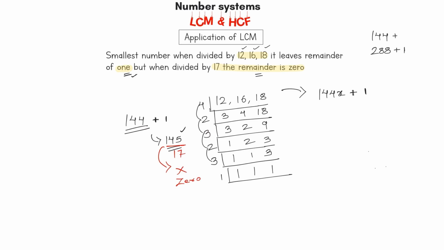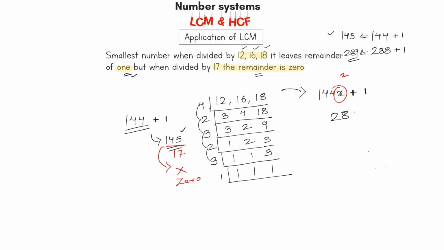Okay, earlier you added 1 to 144, you got the number as 145. This is the smallest number giving a remainder of 1, but it does not give a remainder of 0 when divided by 17. Let's check this number. 288 plus 1, 289. Okay, this will give me a remainder of 0. So you will have to put x as 2. If you put x as 2, this becomes 289.